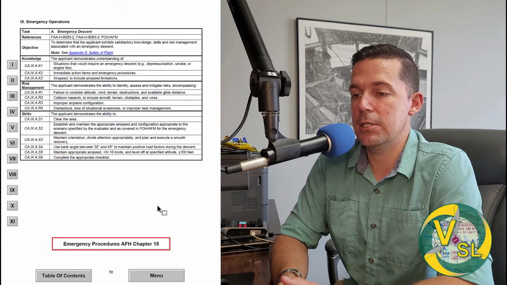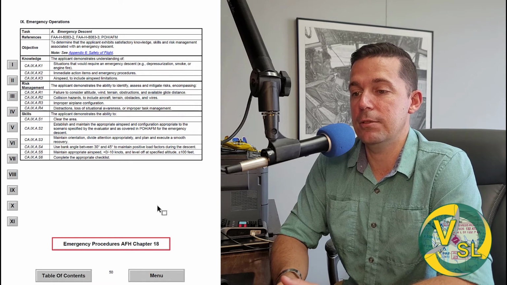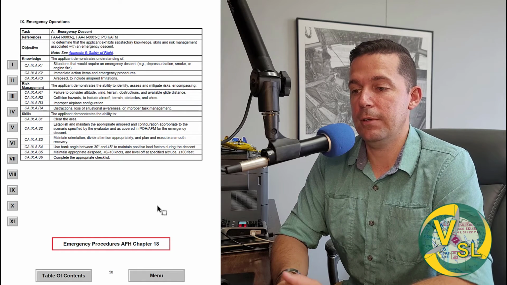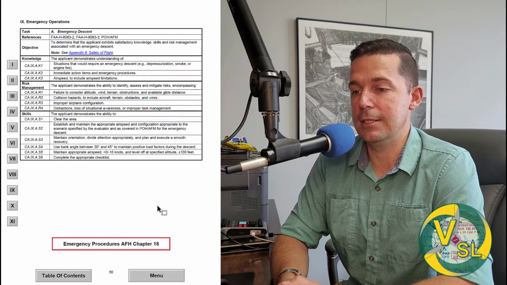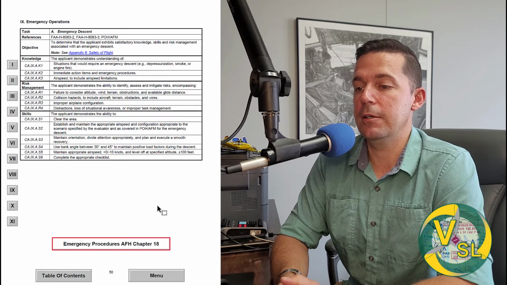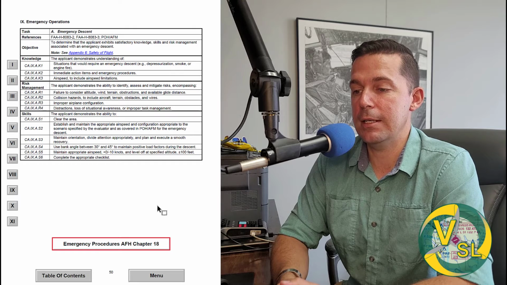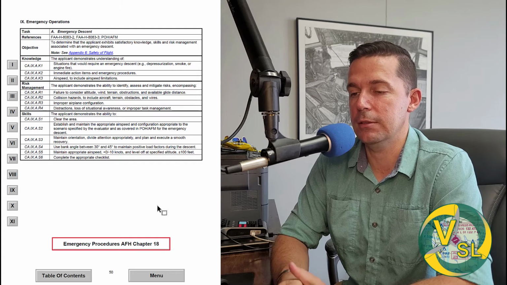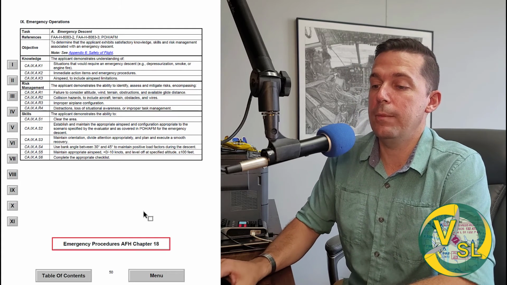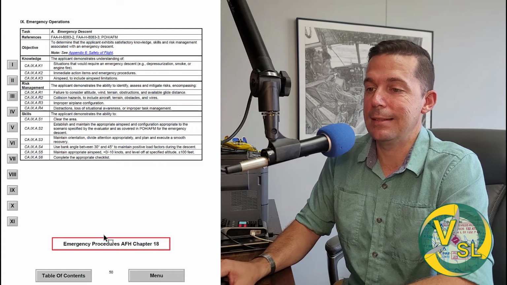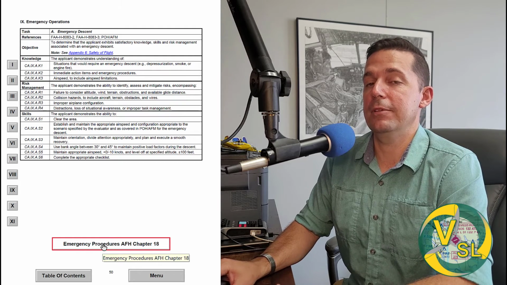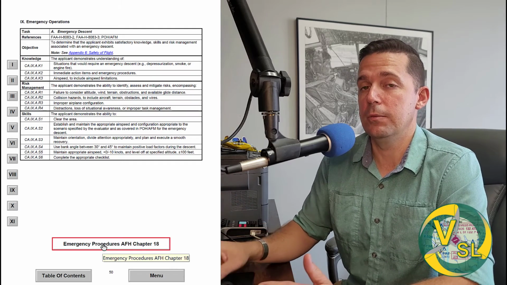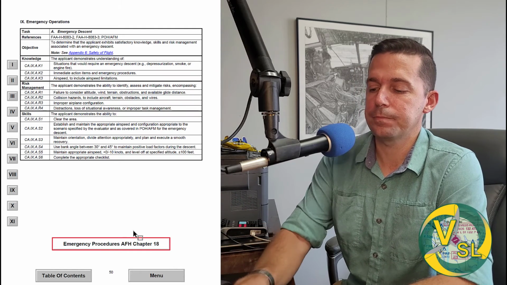Skill 3, maintain orientation, divide attention appropriately, and plan and execute a smooth recovery. Skill 4, use bank angle between 30 degrees and 45 degrees to maintain positive load factor during the descent. Skill 5, maintain appropriate airspeed plus 0 minus 10 knots and level off at the specified altitude plus or minus 100 feet and complete the appropriate checklist. Skill 6, you can find out more about the emergency descent in the Airplane Flying Handbook, Chapter 18. That covers all emergency procedures. Well, not all of them, but the majority for single engine.